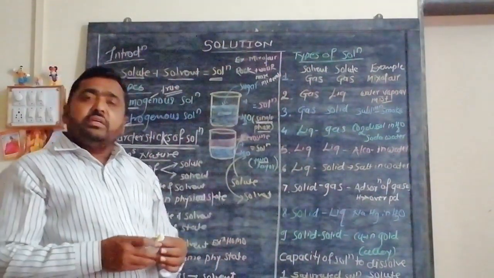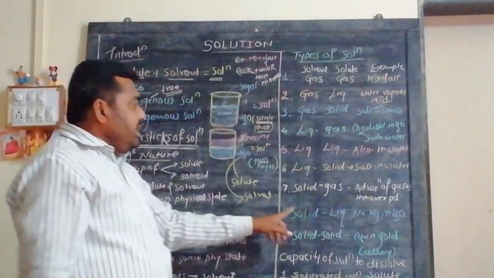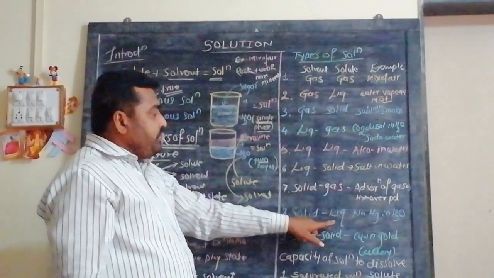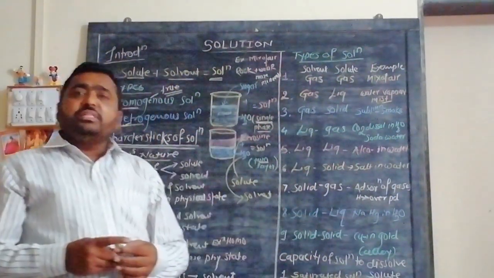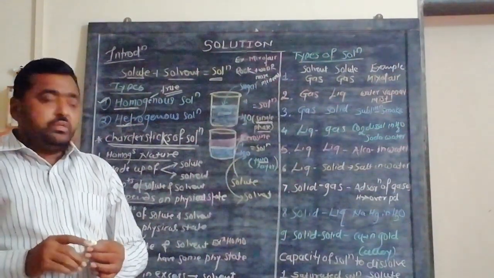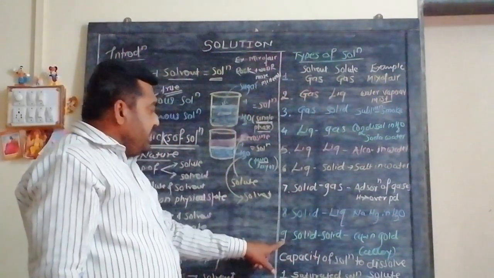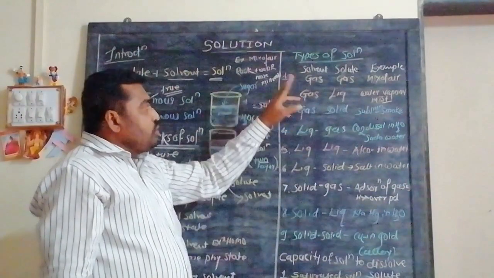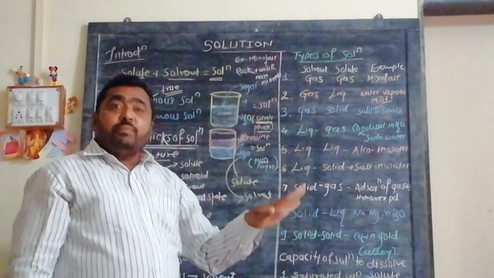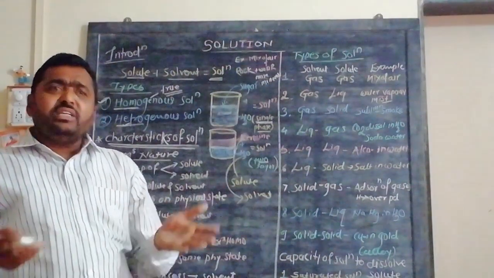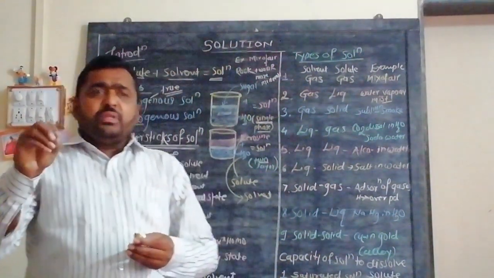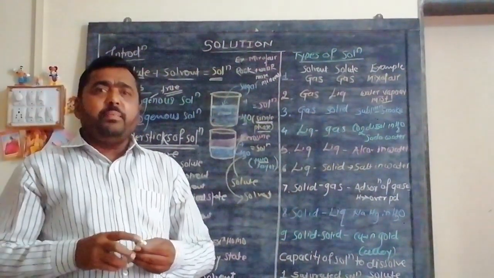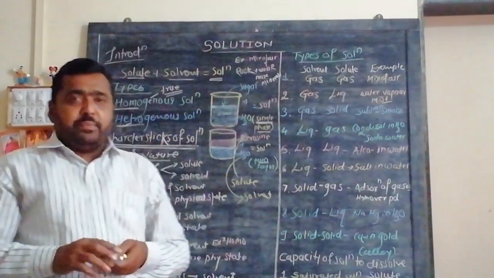Next, number eight, the solid-liquid type of solution. Solid is the solvent and the solute is in the liquid phase. The example is sodium amalgam. The ninth is the solid-solid type of solution. Both solute and solvent phases are solid. The example is copper in gold. In general, when copper is added into gold, you can make different types of gold jewelry.